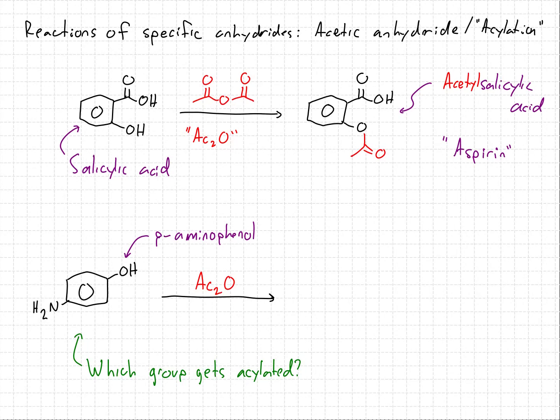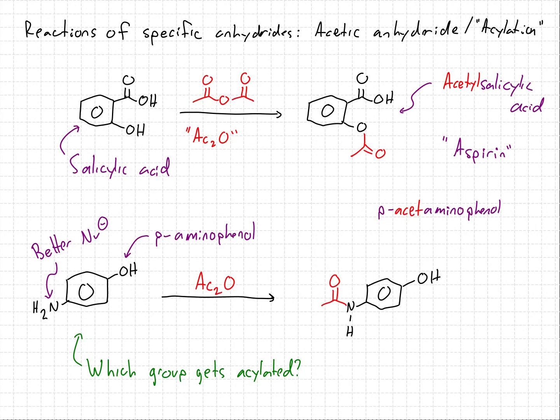So in our analysis of this reaction, the major consideration is that the amine is going to be a better nucleophile than the alcohol. So amines are acylated selectively over alcohols in compounds like this. When we make the product, we might call it para-acetaminophenol. We've again inserted the acet group to indicate that this has been acylated. We could call this acetaminophen for short, or for shorter, we could just call it Tylenol.